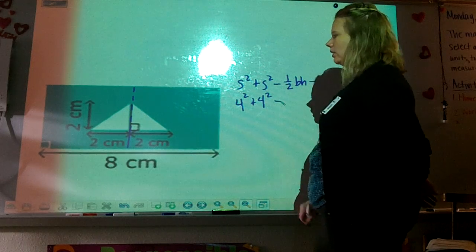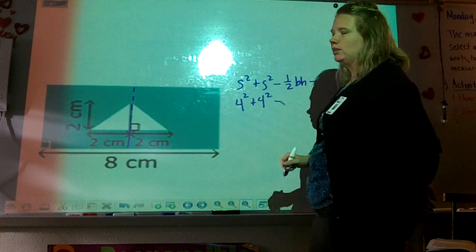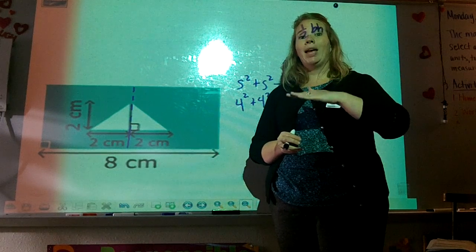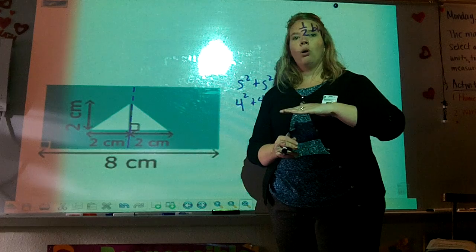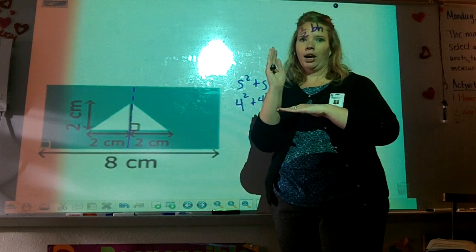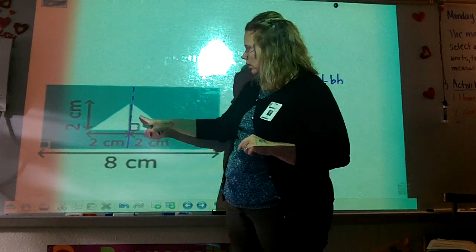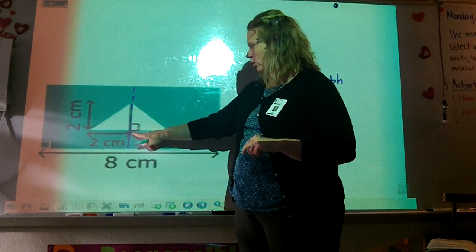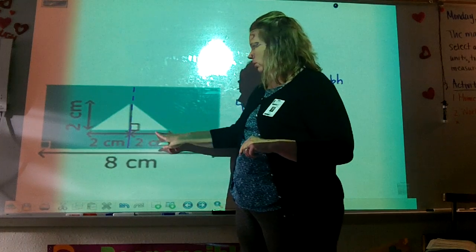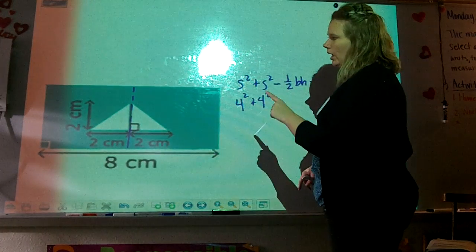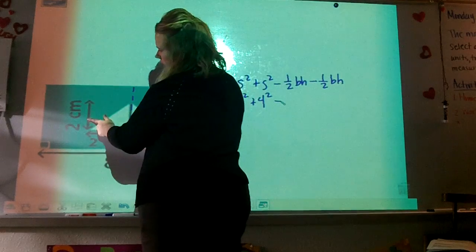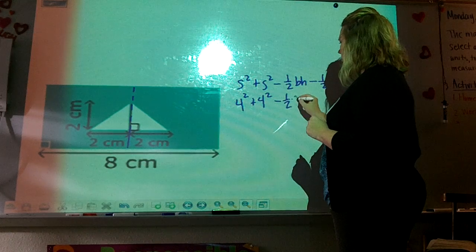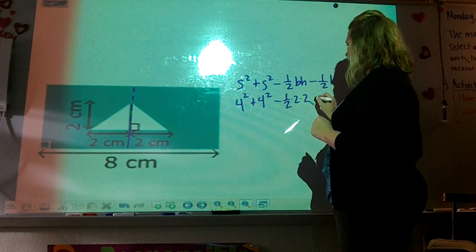Now I need to subtract out the areas of the triangle. So I need to find the base of the triangle and the height of the triangle. When we're talking about the area of a triangle, the base always has to be perpendicular to the height. The only two sides of the triangle that are perpendicular are the one it's sitting on and the one that goes up. So the base of this triangle is 2, and the height is 2 centimeters as well. So 1/2, the base is 2 centimeters and the height is 2 centimeters.